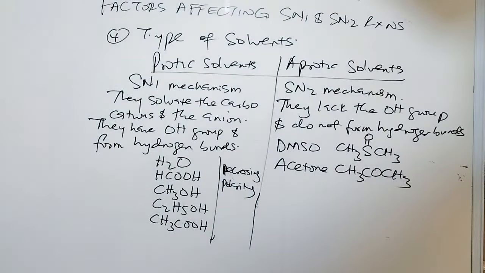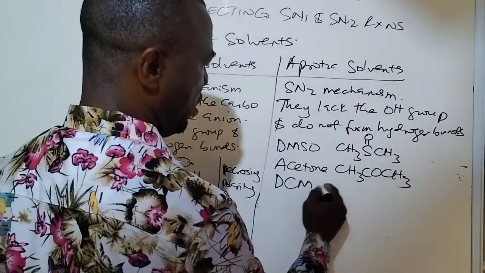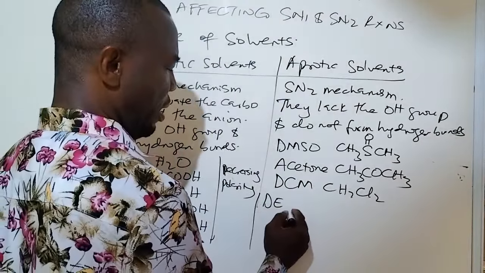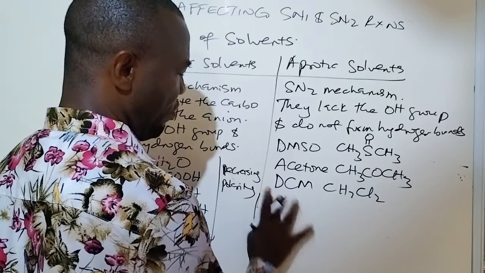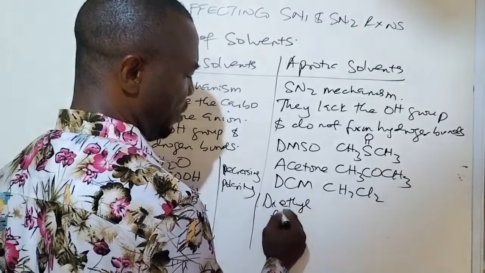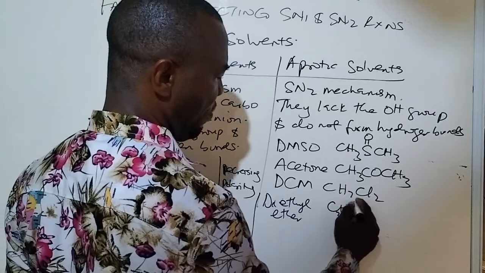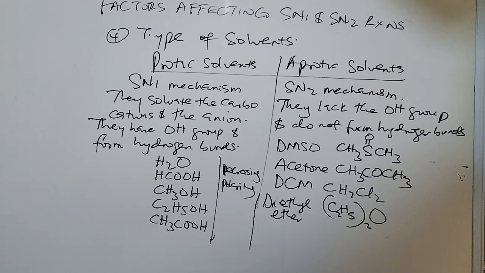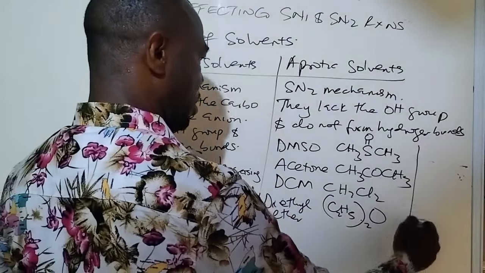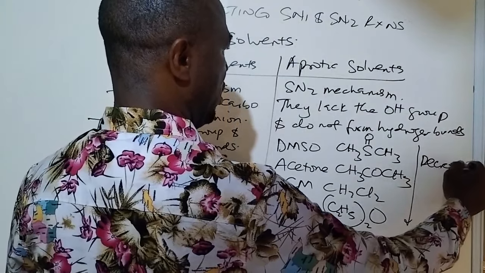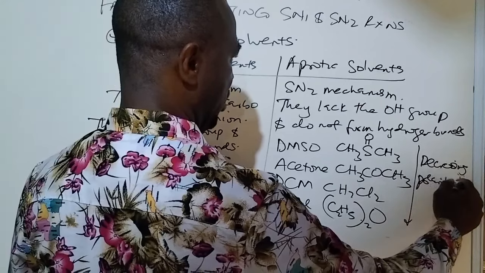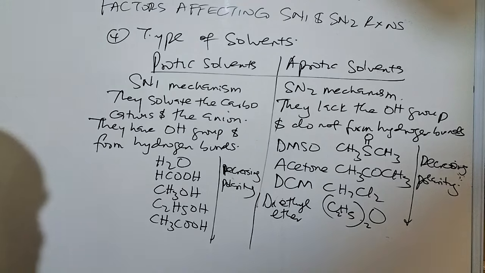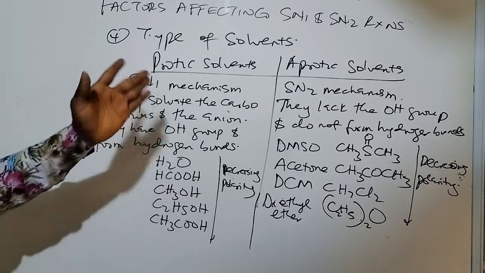Then we have also dichloromethane, CH2Cl2, and then we have diethyl ether. These solvents are considered as being aprotic, so they do not form hydrogen bonds. As you go down, they have decreasing polarity. They don't form hydrogen bonds and don't have a hydroxyl group, and they're required mainly for SN2 mechanism. So these are key things for you to know when the reaction is occurring by SN1 or by SN2.